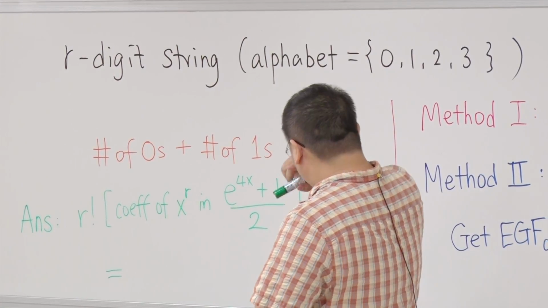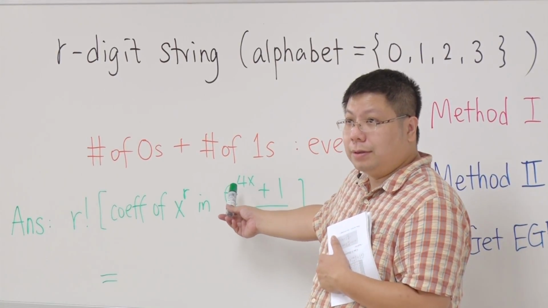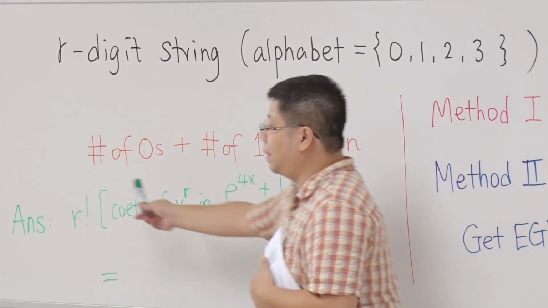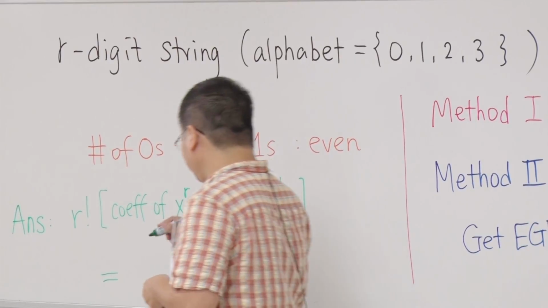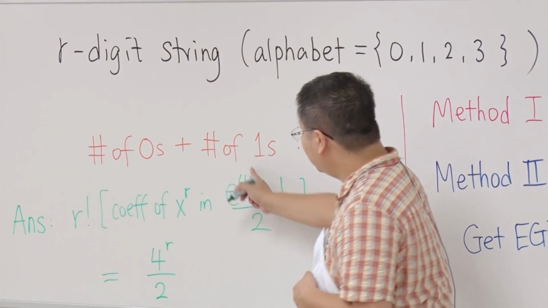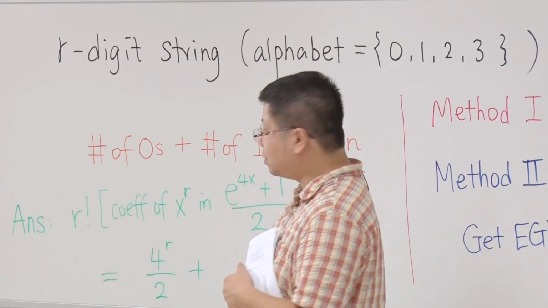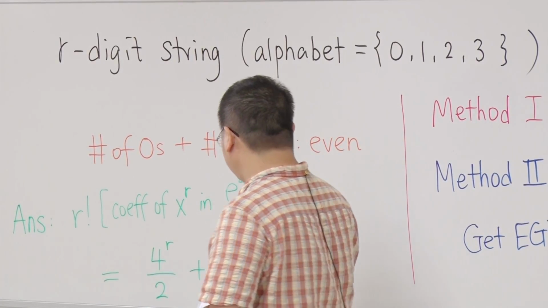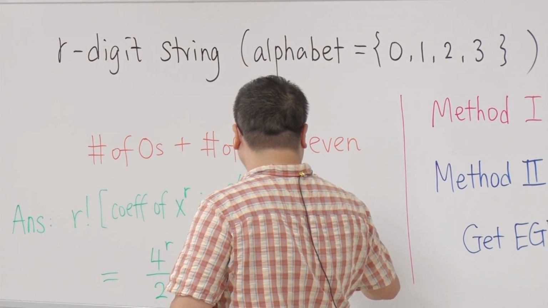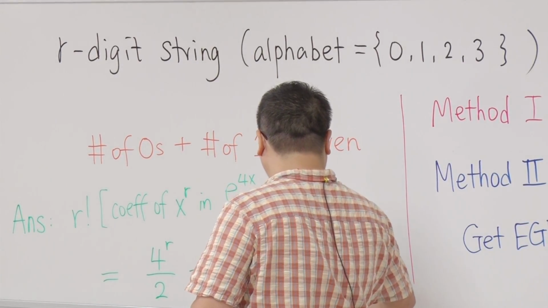e to the power 4x. So it's going to be 4 to the power r divided by r factorial for this part. Is that okay? And then you multiply with r factorial. So it is going to be 4 to the power r divided by 2. That comes from this one. And then plus 1/2 if r is equal to 0 and plus 0 otherwise. Does that make sense?